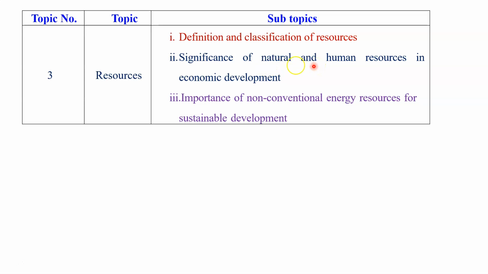On the basis of the natural and human resources available, we observe the economic development of any country. That we are going to discuss in detail here. Last, we have a subtopic in this third chapter, that is the importance of non-conventional energy resources for sustainable development. Yes, students, this is very important. If you want to do sustainable development, definitely we require non-conventional energy resources. And therefore, the importance of non-conventional energy resources is very important if you want to do sustainable development of any region. That we are going to discuss here in detail.